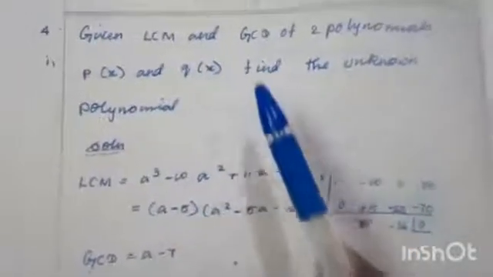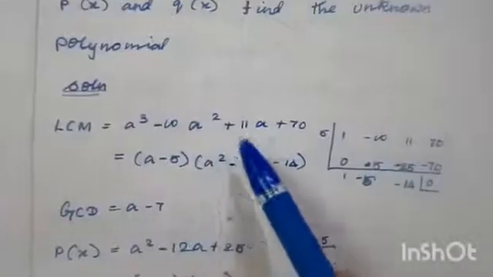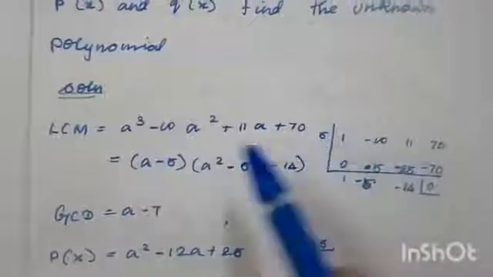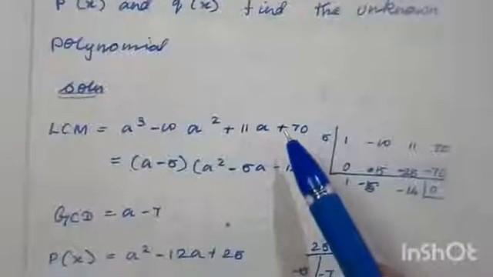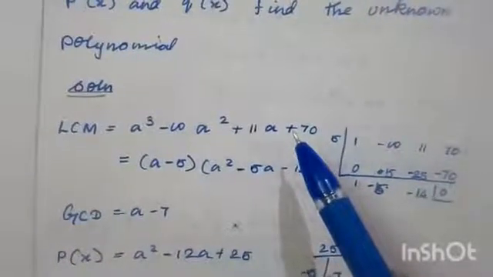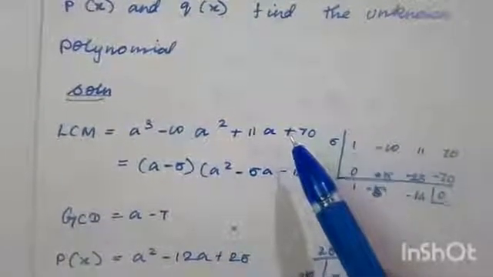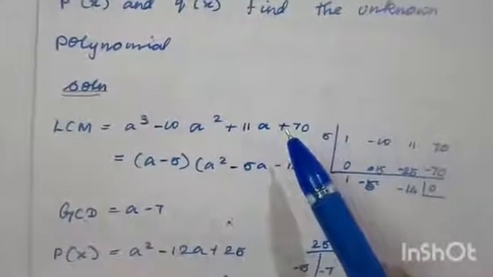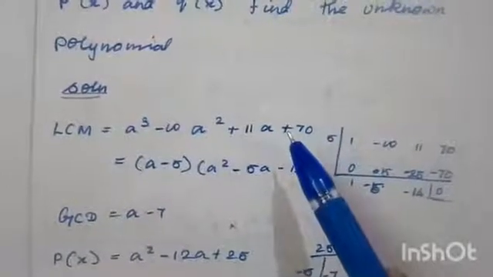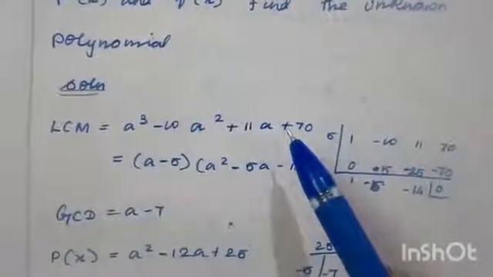For the fourth problem, what are the things given? You have to take and write. That is, the LCM is a cube minus 10a square plus 11a plus 70. It is a cubic equation. Cubic equation, you know, you have to use synthetic division. For a quadratic equation we use factorization. For a cubic equation we have to use synthetic division. Where do you remember? In 9th standard you learned it. For synthetic division you know the method.